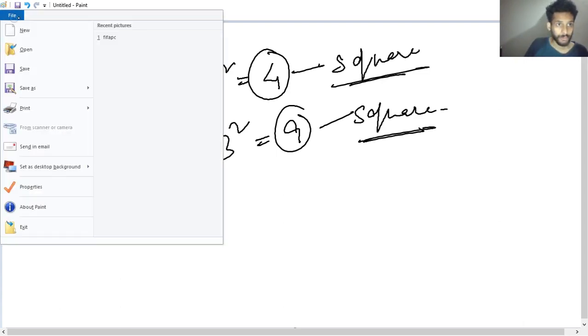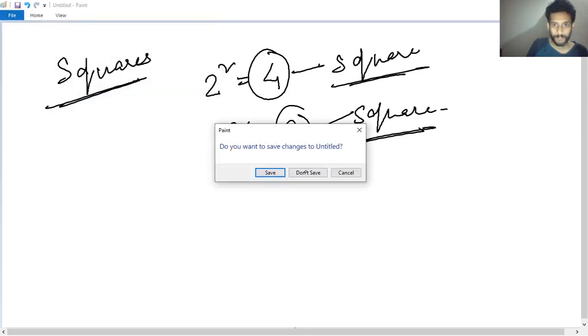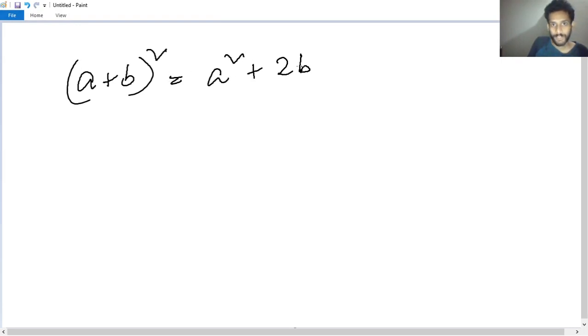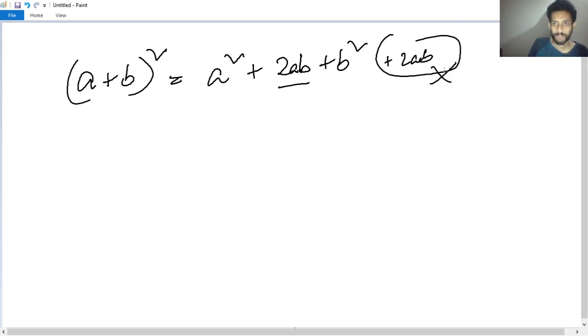You are already clear with that formula. The formulas are: a plus b whole square is equal to a square plus twice ab plus b square. You can write the 2ab here also, or you can write it here also. It does not matter if you write it here or here. Both are the same thing.